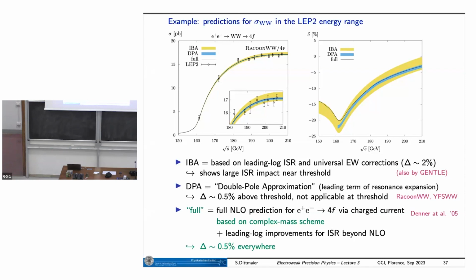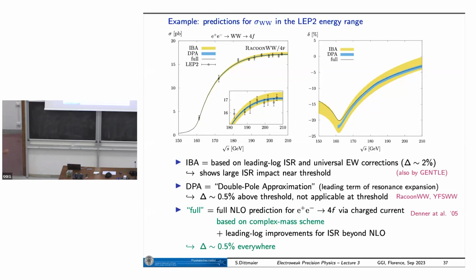Sorry? Intrinsic uncertainties, let's say, missing higher orders. Yeah, so yellow is the so-called improved Born approximation, which means only universal corrections. Meanwhile, you know a lot about this. This is initial state radiation, a little bit of delta alpha and delta rho, and there's also a Coulomb singularity piece there. So you end up here basically with a 2% uncertainty in yellow, which is not good enough to really describe data in the way you would like to have it.